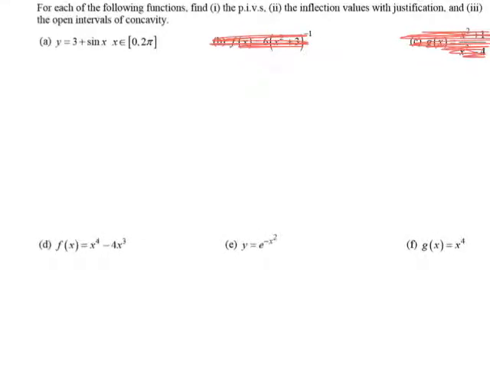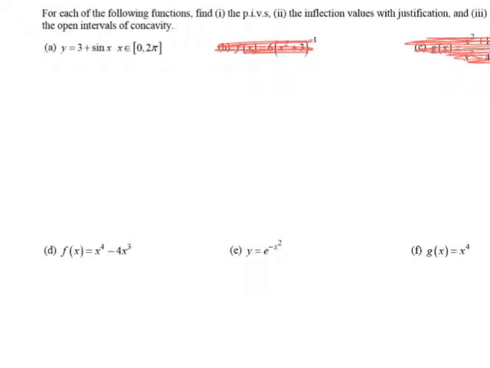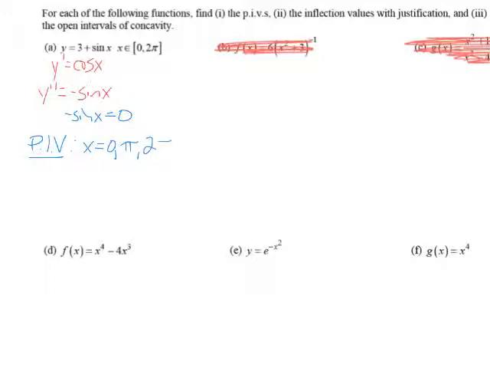The first derivative here is y prime equals the derivative of sine, which is cosine x. Then we want to find the second derivative because we're looking for possible inflection values. So the second derivative is negative sine of x. We want to set the second derivative equal to 0 to find possible inflection values, and when we solve that equation, we have possible inflection values at x equals 0, pi, and 2 pi.